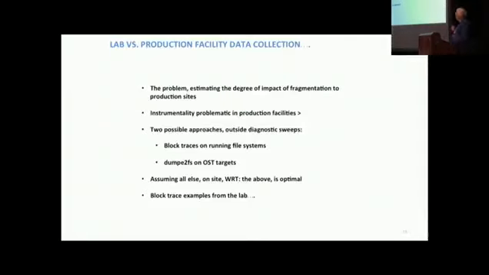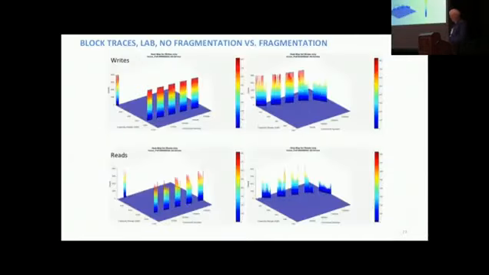So we've got two possible approaches, block traces and dumpe2fs. I'll show you examples of both. But we're assuming, in this case, that all else is optimal on your site. Your OSTs are happily balanced, your HDDs are all fine. Whether you have 200 or 2,000, they're all perfectly happy. And so let's see a block trace example.